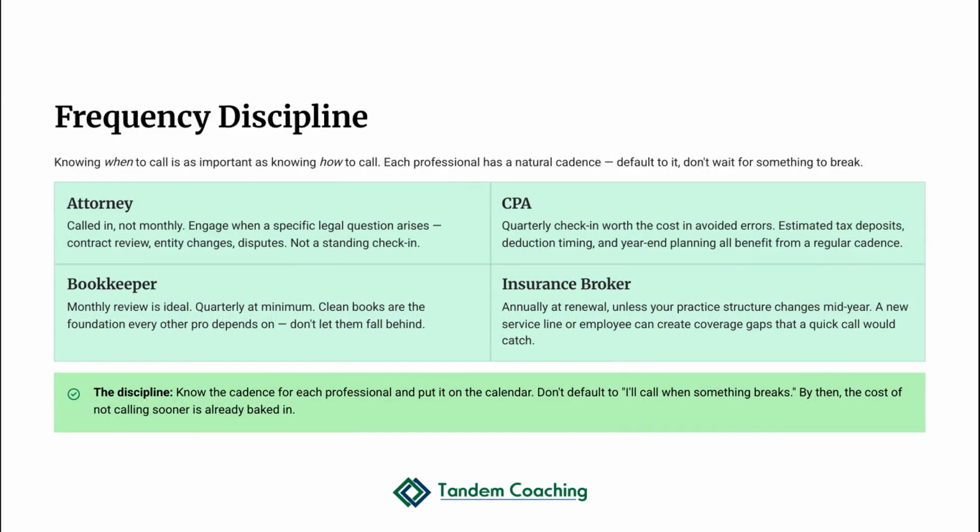Cadence closes the structure, and the rhythm gets set in advance rather than emerging from emergencies. Attorney, called in, never monthly. CPA, quarterly check-in, paid for in errors avoided. Bookkeeper, monthly close review or quarterly at the floor. Insurance broker, annually at renewal, except when practice structure shifts. Know the rhythm for each role the same way the calendar already knows your client sessions.